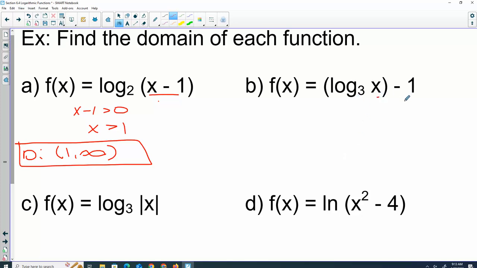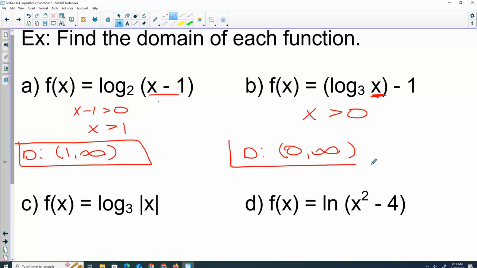On B, does the minus 1 on the end change anything? No, that's going to move my graph up or down. It doesn't change the x's. You're just doing your argument greater than 0. So what's my domain? 1 to infinity. X is greater than 1. And make sure when you're solving those, if you do multiply or divide by a negative, you flip your inequalities.